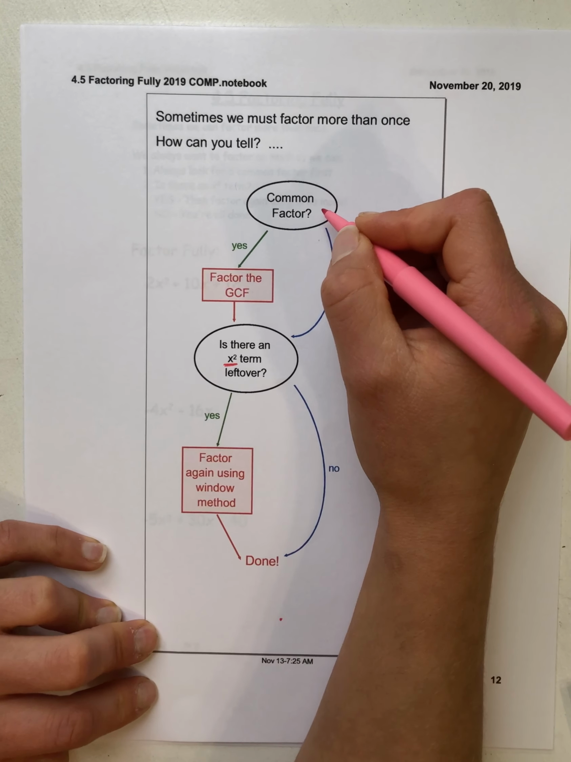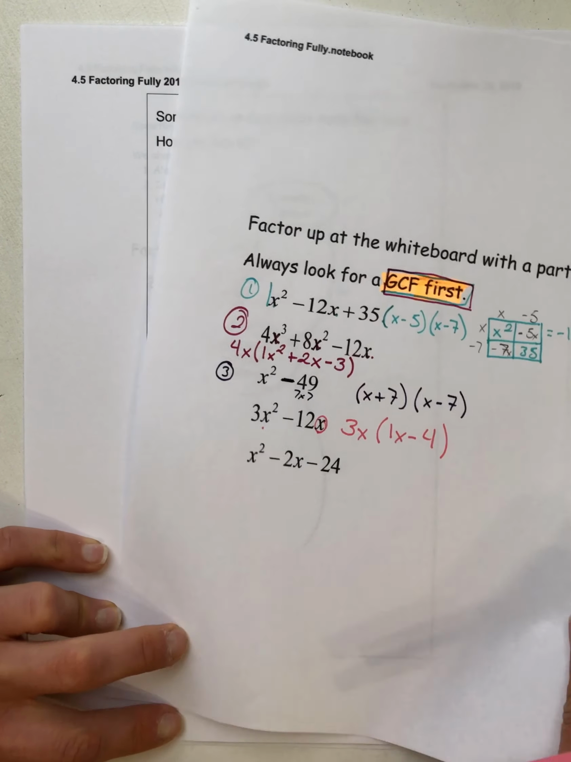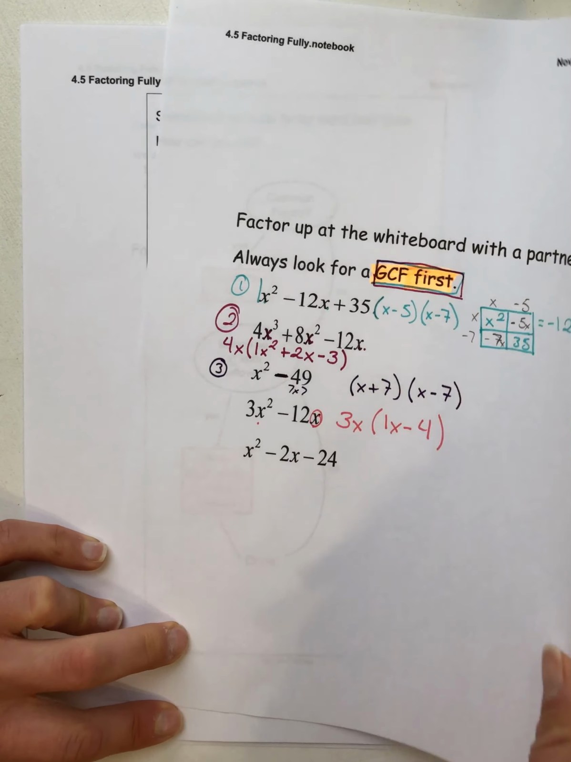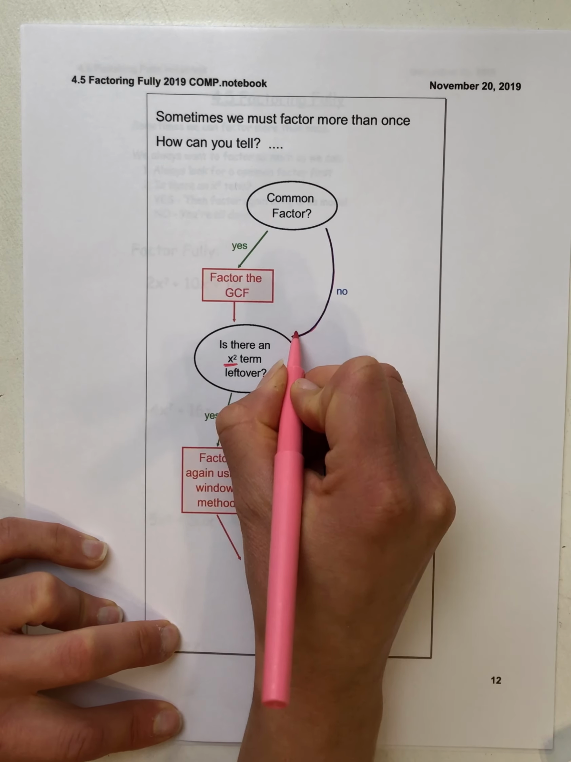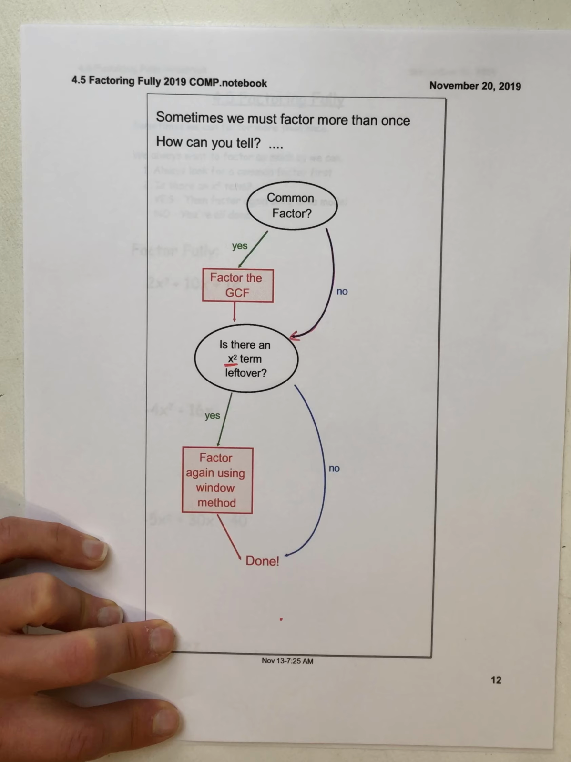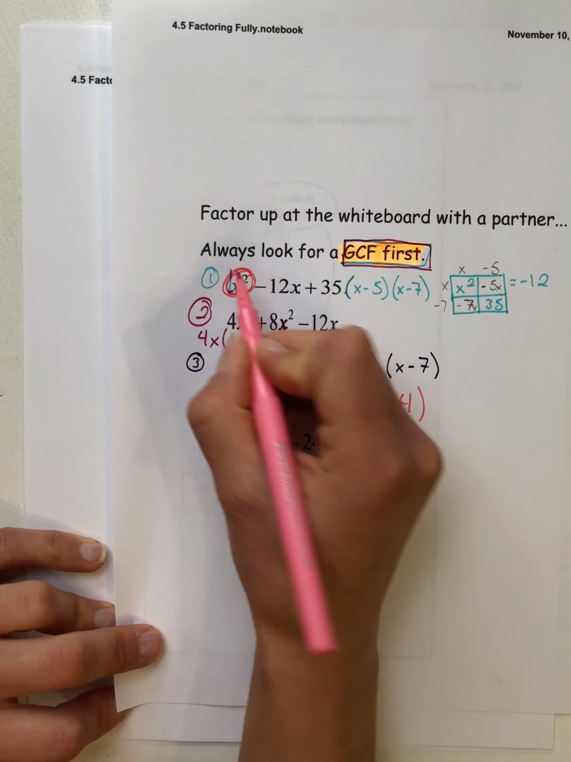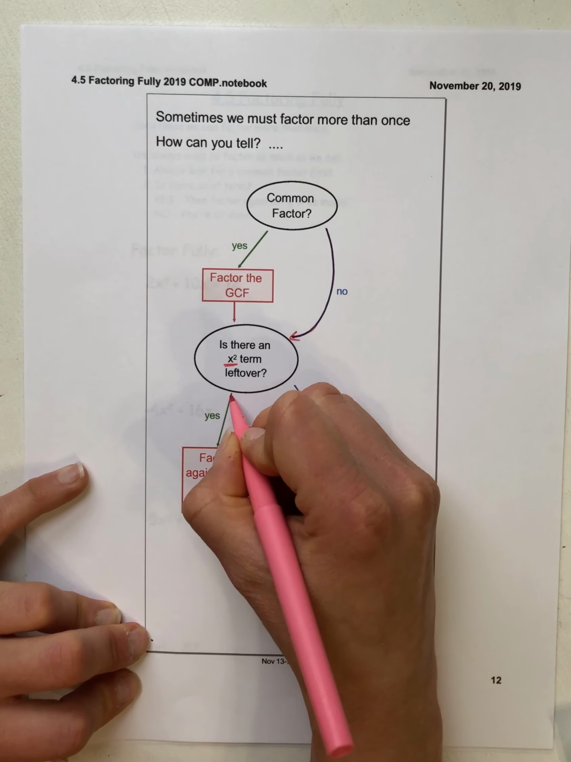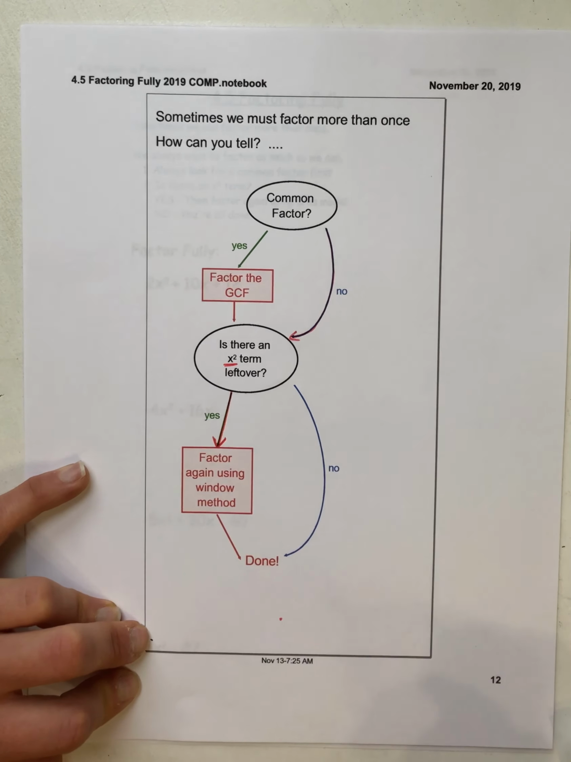Is there a greatest common factor? If there's not, for example, this one, there was no greatest common factor, right? Nothing else can be pulled out. So we go down here. No, there's no other factors to do. Okay, so is there an x squared term? Yes, we can see here that there is an x squared term. So we must use the window method to factor. If there was no x squared, then we're done. Okay?